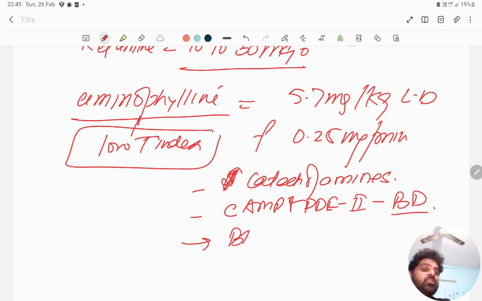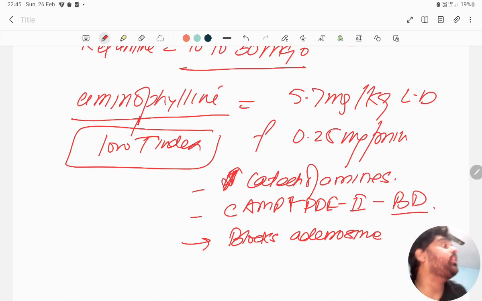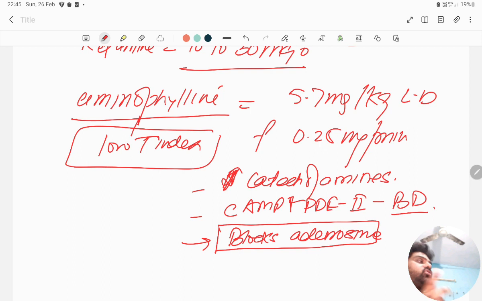Third, it blocks adenosine. We know that adenosine is a bronchoconstrictor and a vasodilator. So here these methylxanthines block adenosine, so the bronchoconstriction is stopped. So aminophylline is a very good drug.